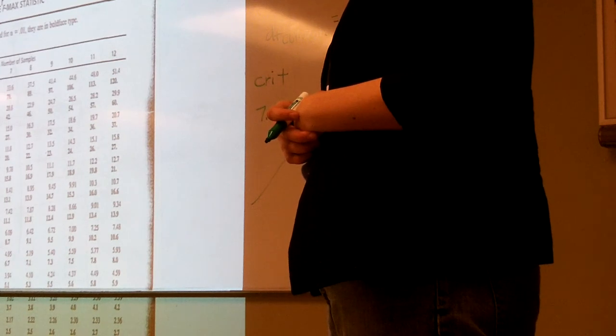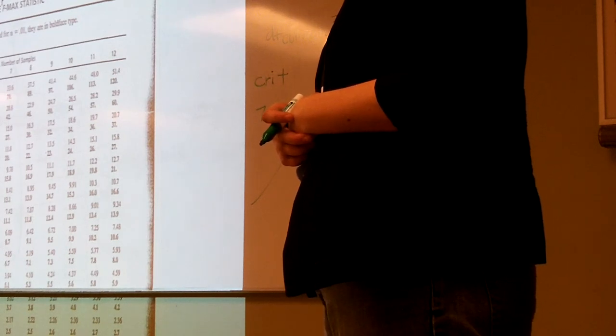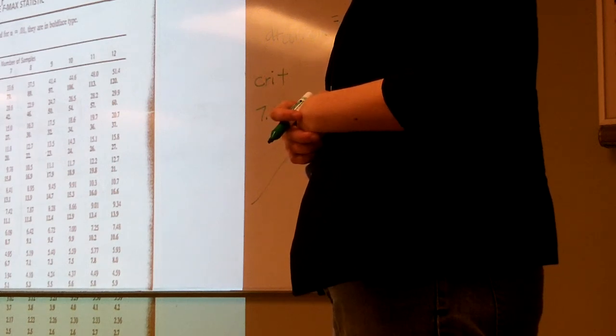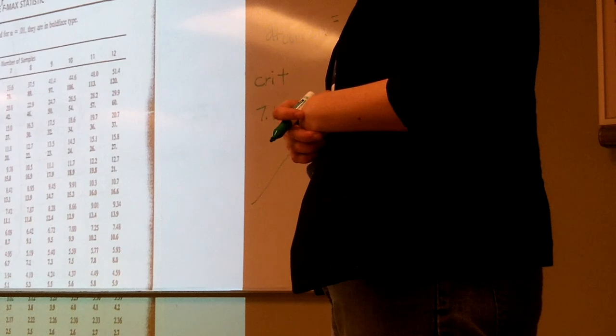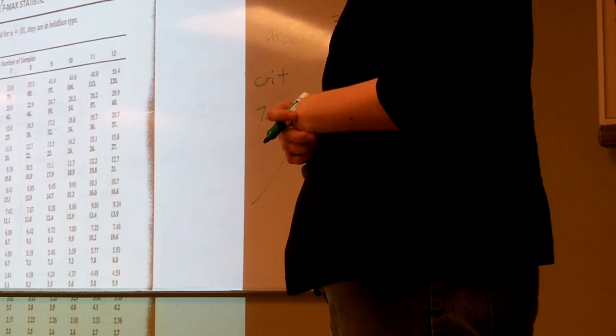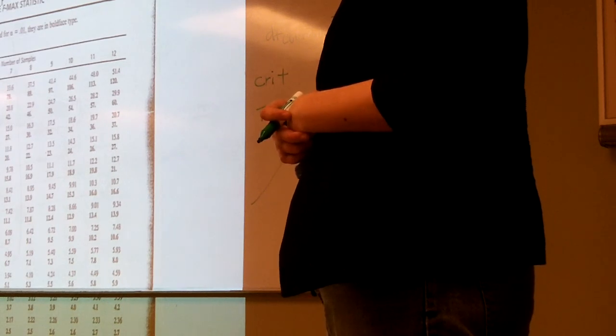It means there's no effect. It means there's no difference between these groups, right? That's good in this case. When we calculate F max, we want no significant difference between these groups because that means they're similar enough to compare. So we want to retain the null hypothesis when we do this test.